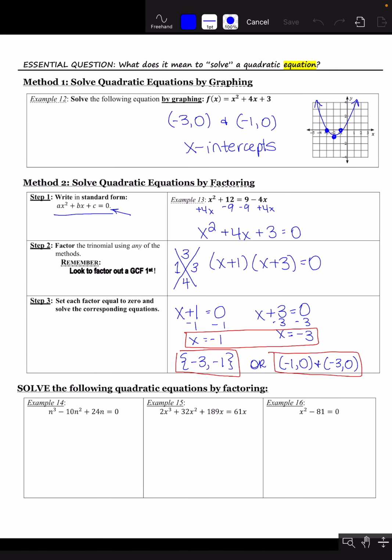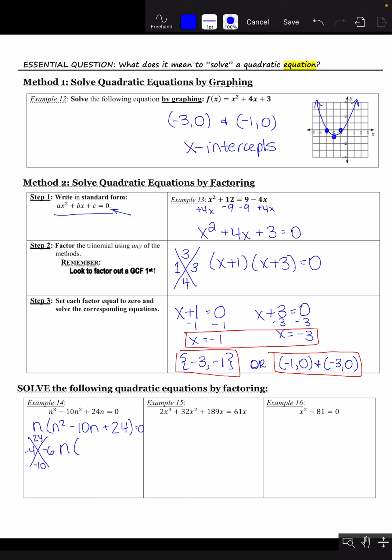All right, last 3 examples. We've got example 14, n to the third minus 10n squared plus 24n equals 0. So hopefully by now you know that the number one thing that you want to check for is taking out a GCF. So in this one, we want to take out an n first. And when we do that, we get a trinomial with a 24, which is your a times c, and a -10. And you want to think of 2 numbers that multiply to give you 24, add to give you -10. -4 and -6 do the trick.